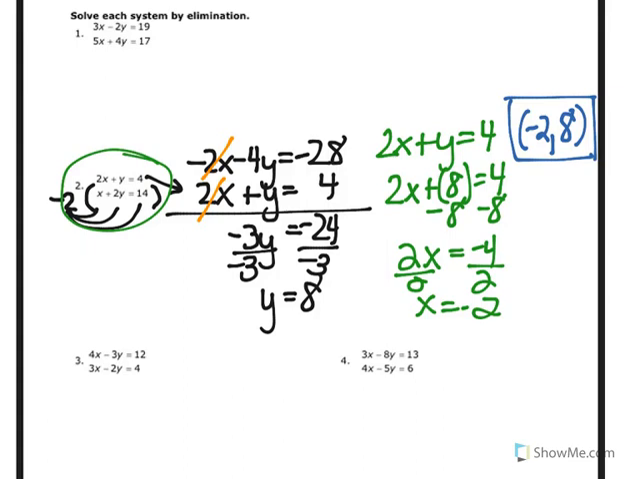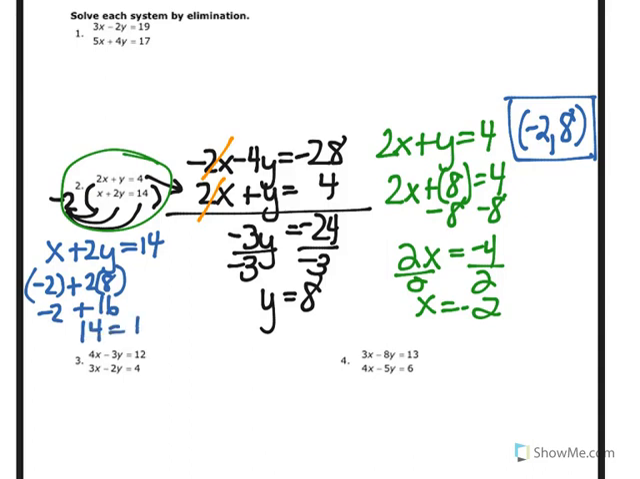Now, let's check our work real quick. So I'm going to do x plus 2y equals 14, and let's substitute negative 2 plus 2 times 8. So negative 2 plus 16, and negative 2 plus 16 is 14. And there we go. It checks.